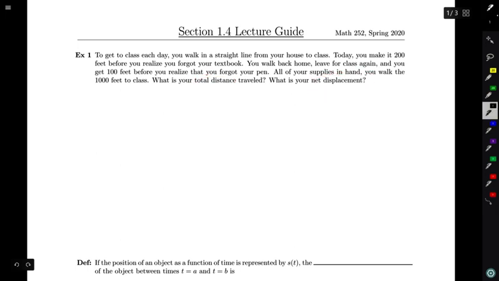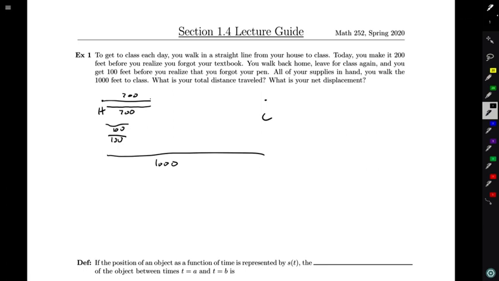So if we draw a little picture of what's going on here, you have your house at one point, and you have class at some other point. And first you walk 200 feet, and you realize you forgot your textbook, and you walk back 200 feet, and then you leave for class again. But this time you get 100 feet before you have to walk back again, so another 100 feet back, and then finally you go 1,000 feet to class.